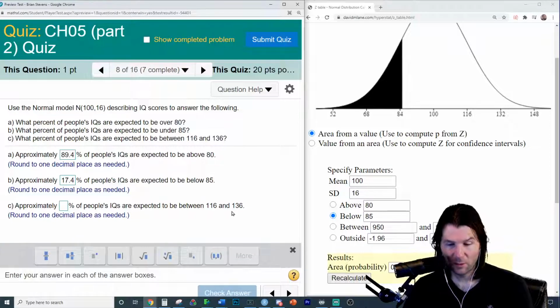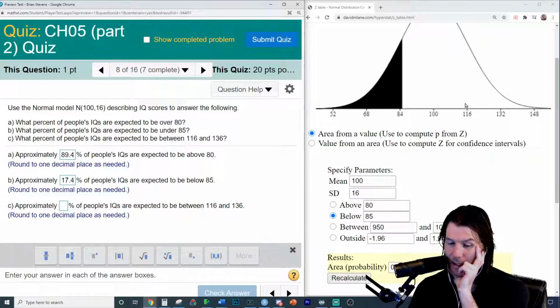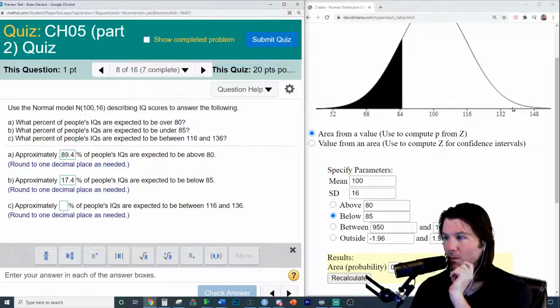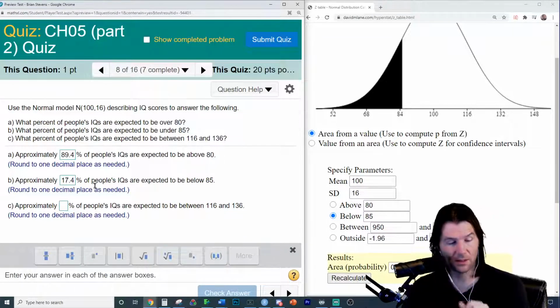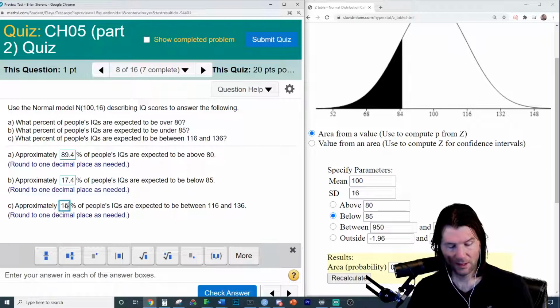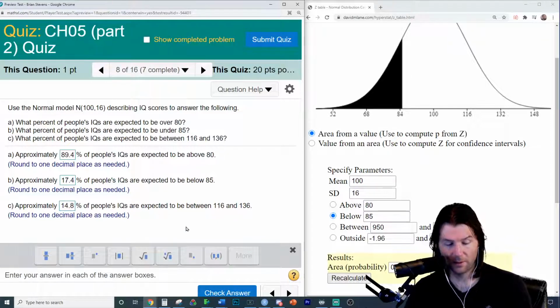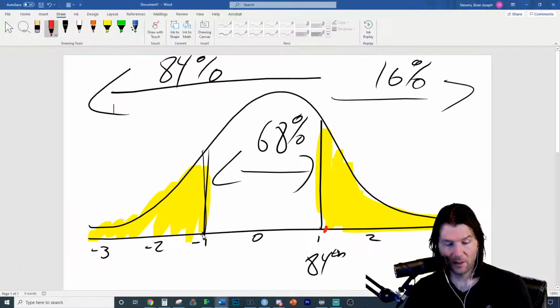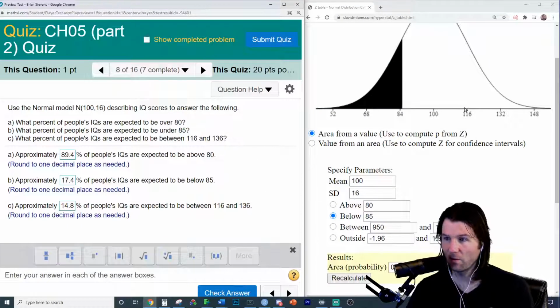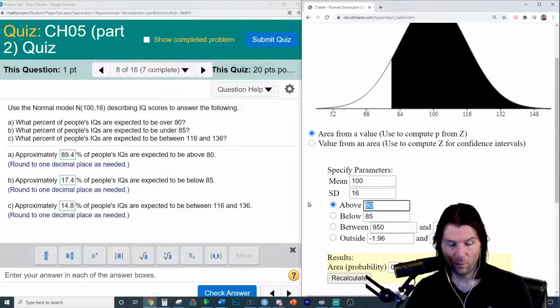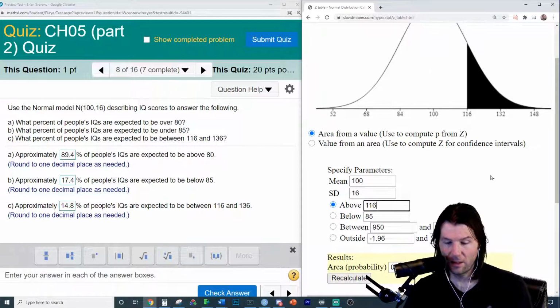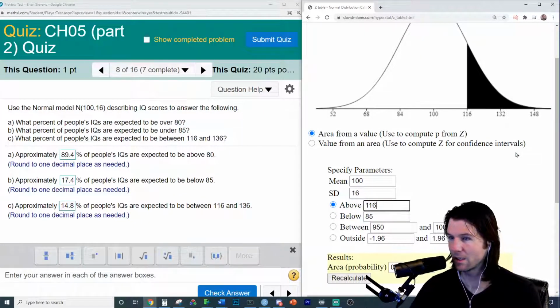Approximately blank percent of IQs are between 116 and 136. So 116 is right here, and 16% is above here. 136 goes to about here, so we're cutting off a little. It's going to be about 14.8%. 14.8%. I thought I almost did the answer. This is very similar to our problem right here because 116 has a z-score of 1. So if I go above 116, it's going to be 16%-ish. That's the more exact answer.